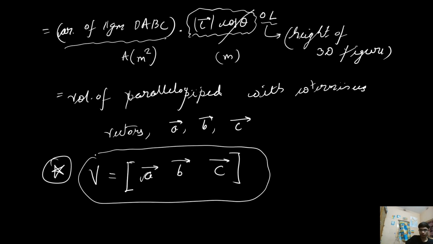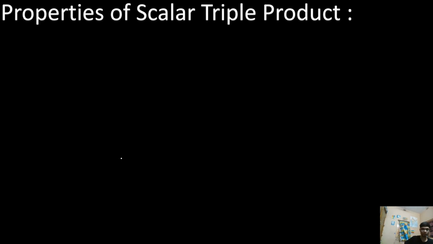Okay. Now the question comes to us: how to calculate the scalar triple product? For doing so, we have to study the properties of the scalar triple product. So let's begin, let's start with the properties of the scalar triple product.